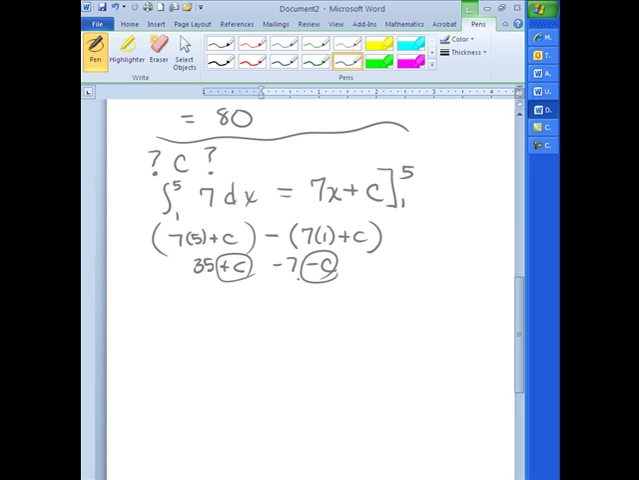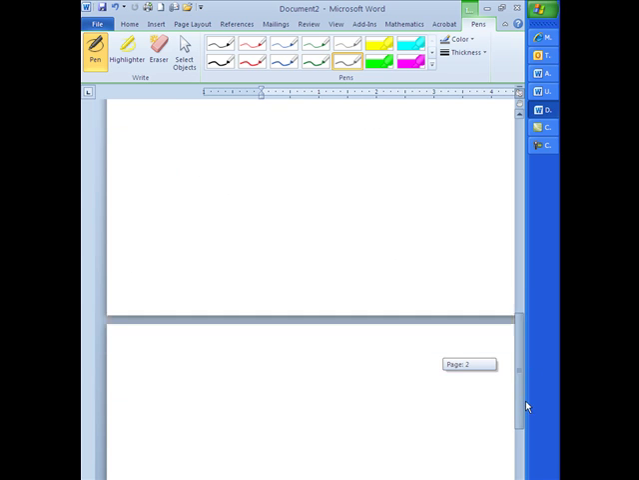And so when you have a definite integral, you will not have that plus c in the final answer, because through the process you are able to cancel that out. So I just wanted to point out what happened to good old c.